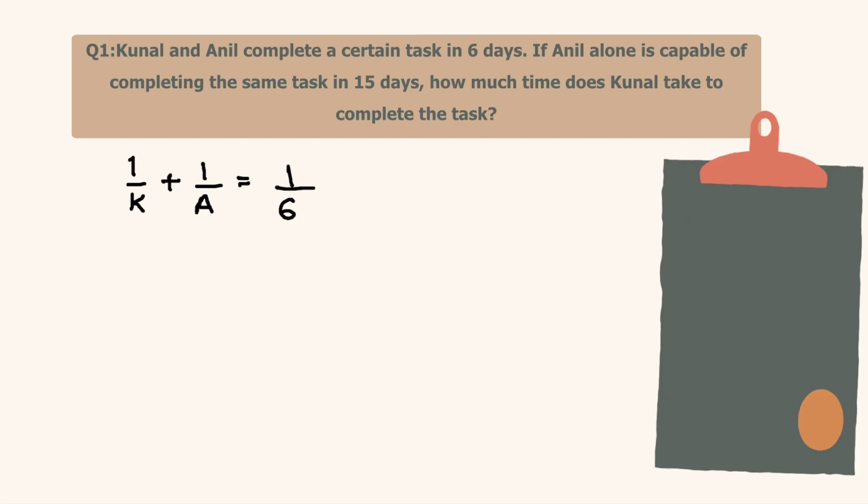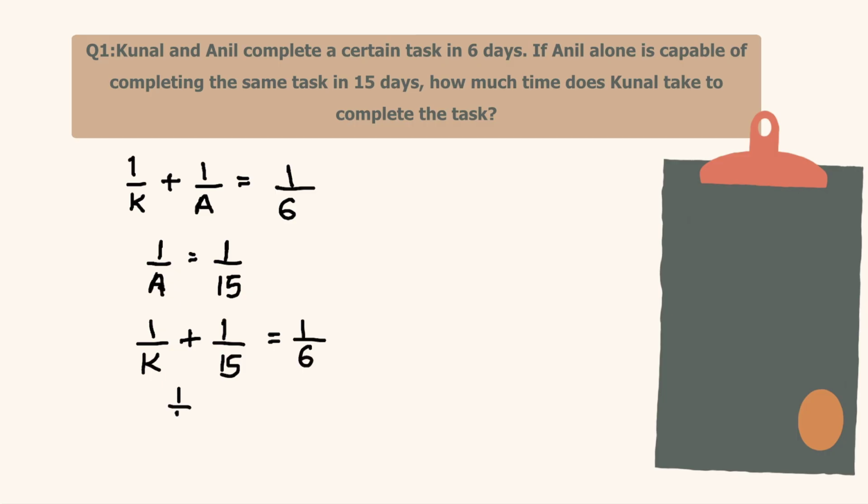If Anil alone is capable of completing the same task in 15 days, how do we write it? Work done by Anil in a day, that is 1 by A, will be equal to 1 by 15. This will be the work done by Anil in a day. How much time does Kunal take? You see, in this equation 1 by A is actually 1 by 15. So if you put this in this equation, we will get 1 by k, or the work done by Kunal in a day. So I am simply substituting 1 by k plus 1 by 15 equal to 1 by 6.